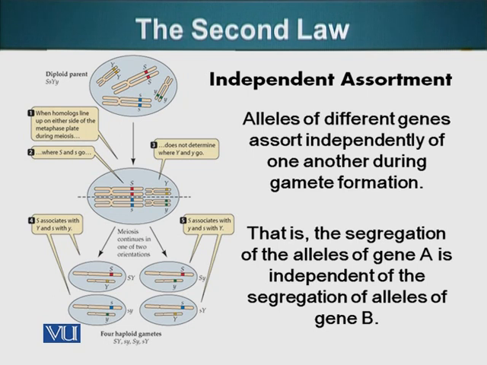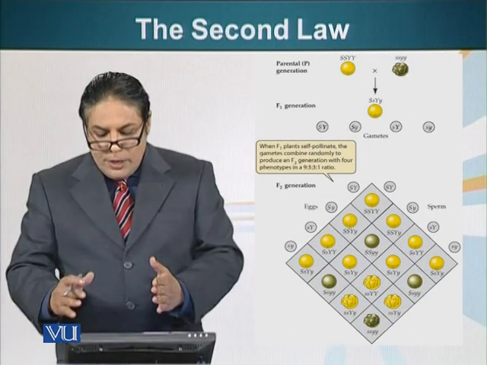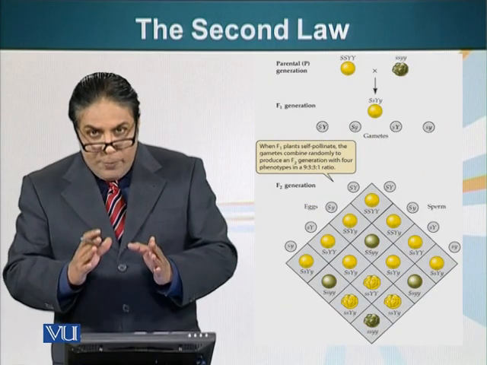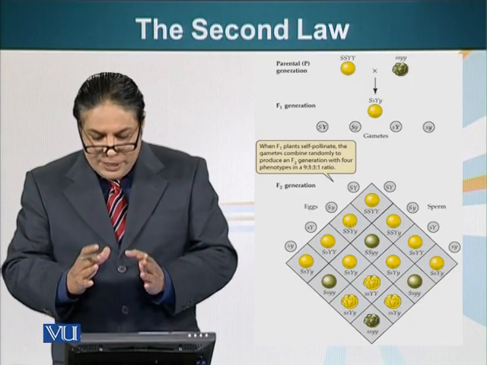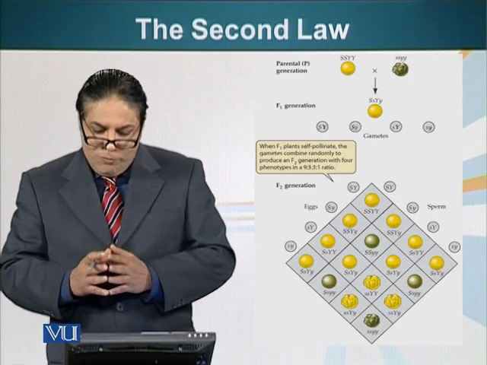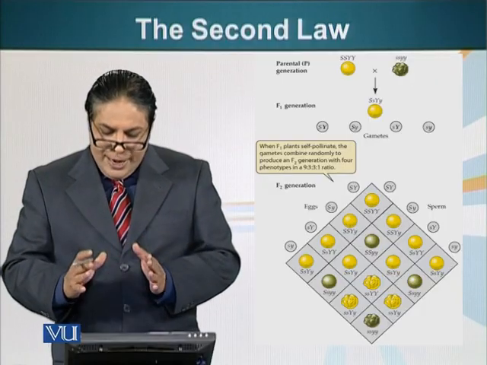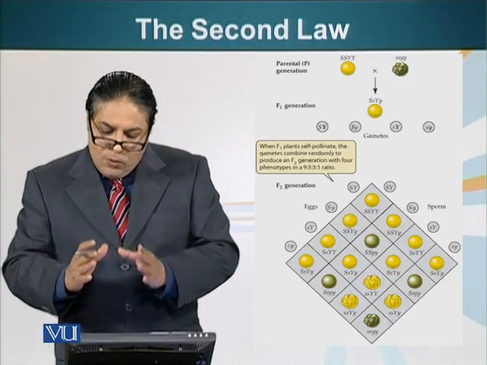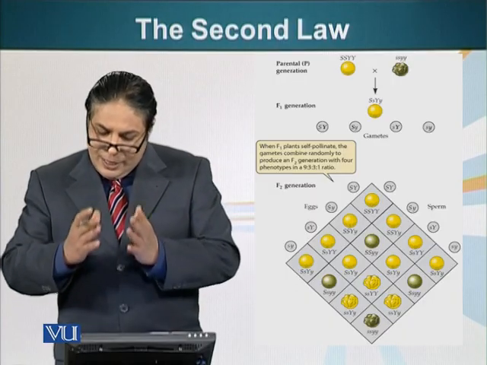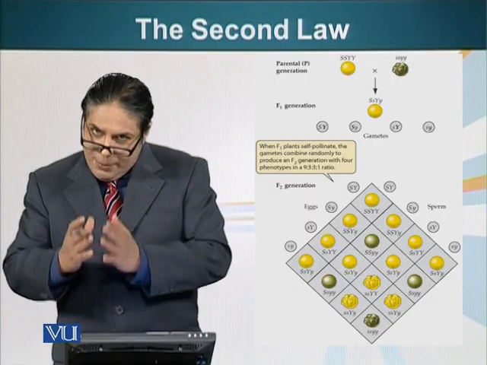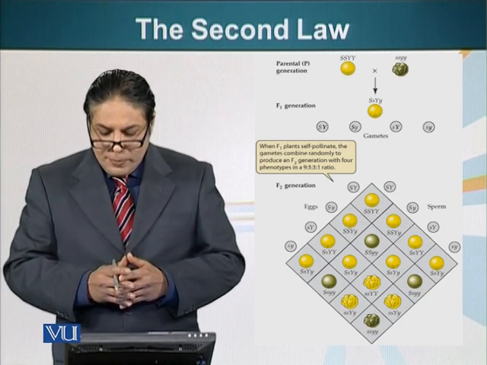So this is basically the experiment Mendel did. Let's look at that experiment. He crossed, again, true breeding capital S, capital Y plants with small s, small y, true breeding plants. Now we are going to get a progeny which will be capital S, small s, capital Y, small y.